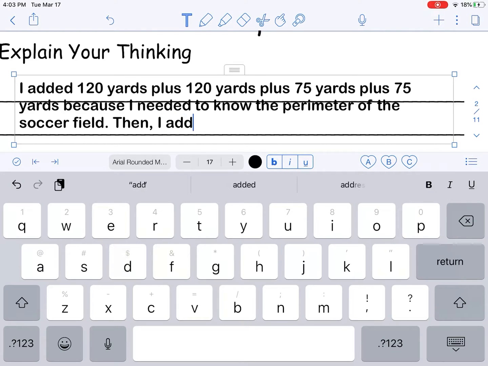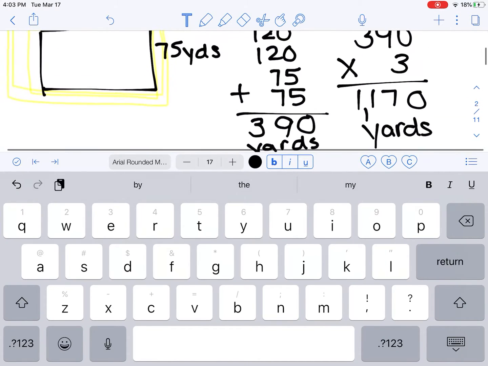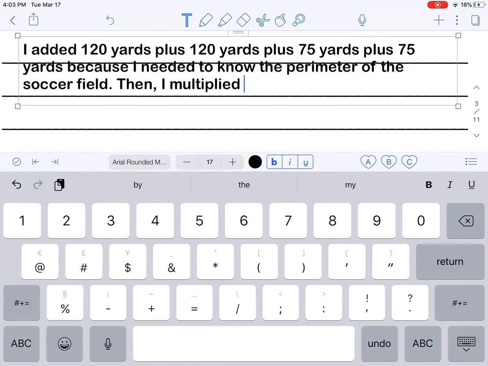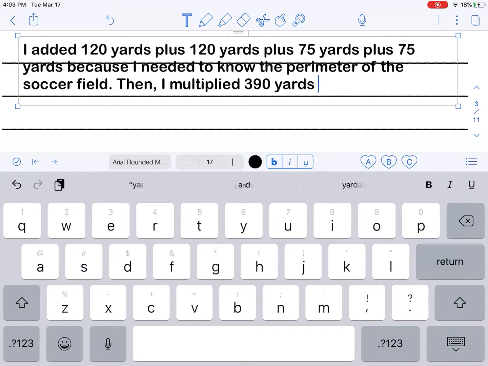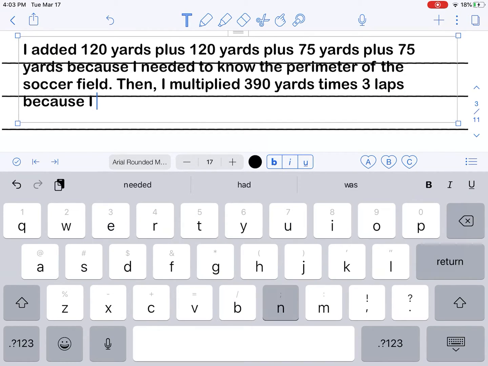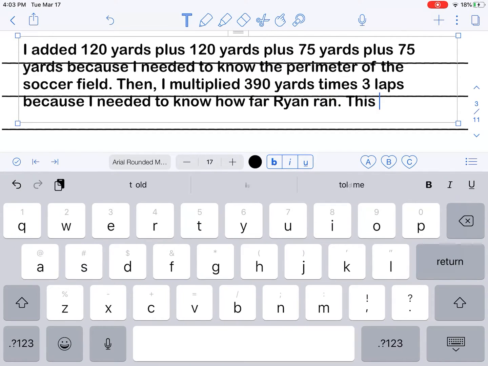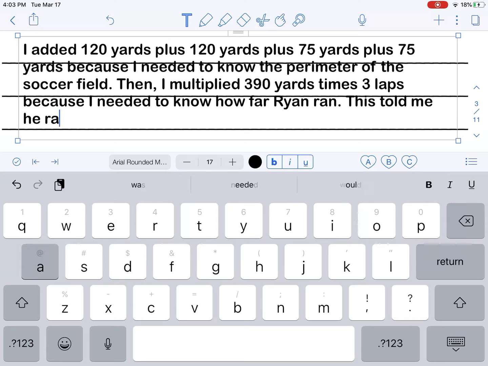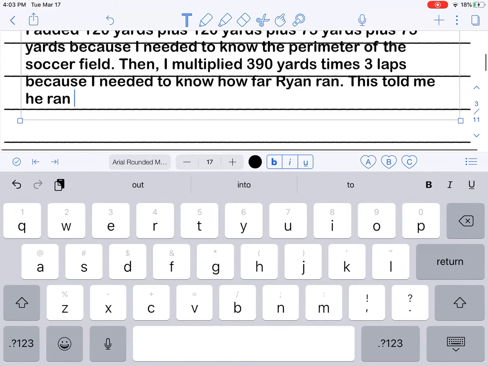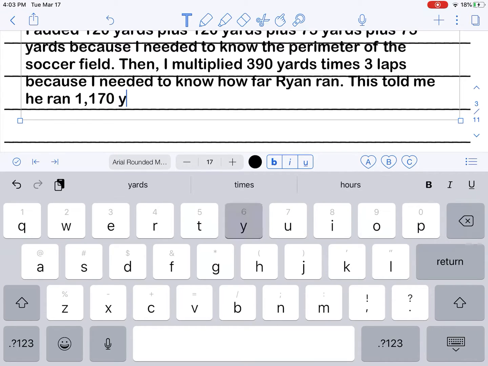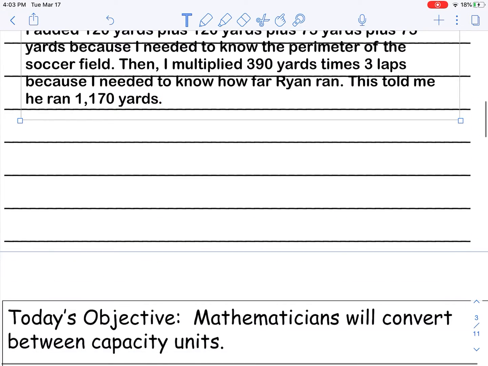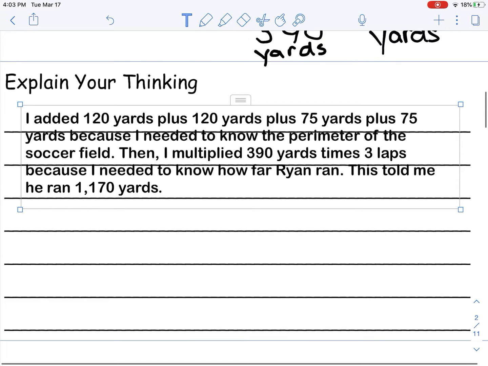Then I multiplied, my bad guys. We got 390, so 390 yards times 3 laps because I needed to know how far Ryan ran. This told me he ran, let's double check, 1,170 yards. Again, these are 2-parters, so we're trying to get into those more complex problem-solving skills.